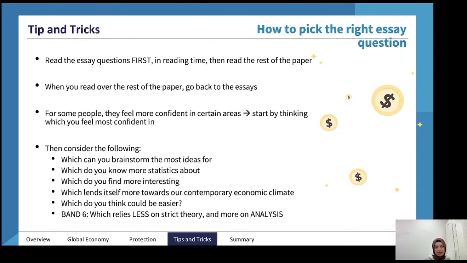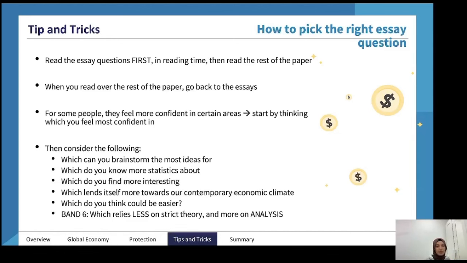How to pick the right essay question. So read the essays first in real reading time, and then read the rest of the paper. Then when you read over the rest of the paper, you can go back to your essays. For some people, they feel more confident in certain areas, and you can start by thinking, okay, which one do I feel the most confident with?